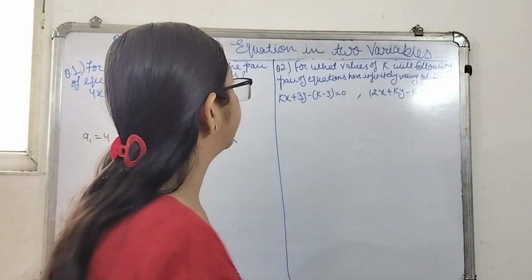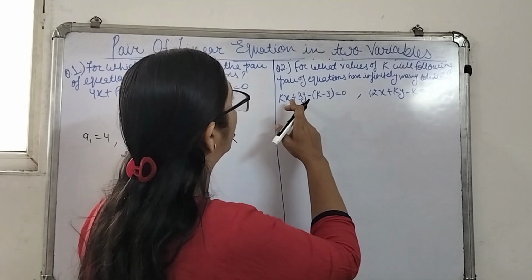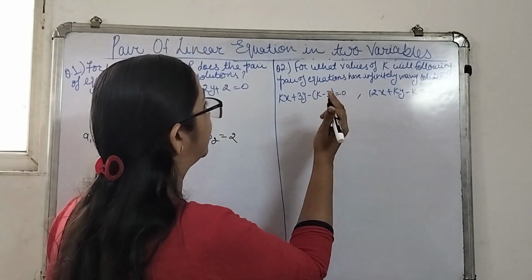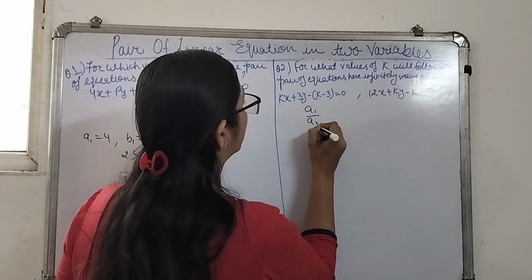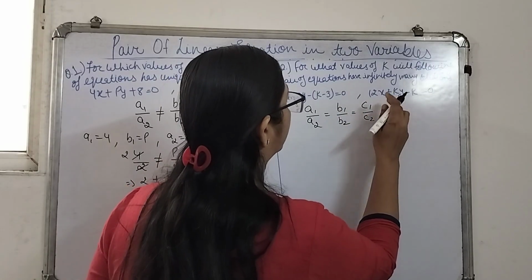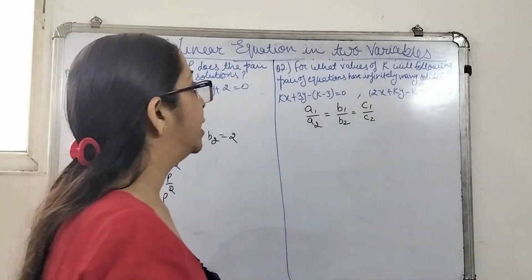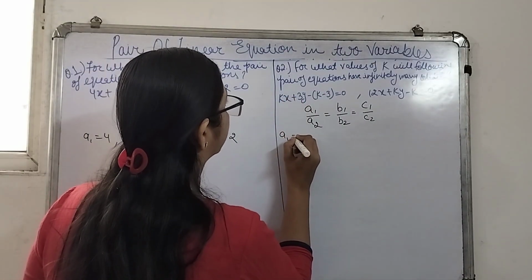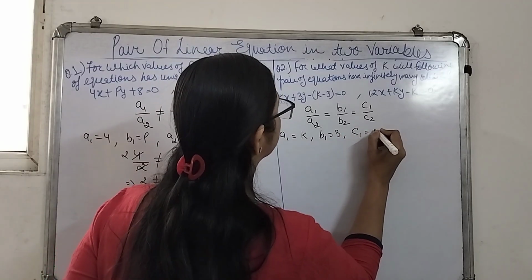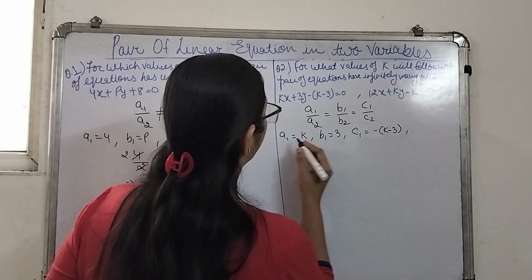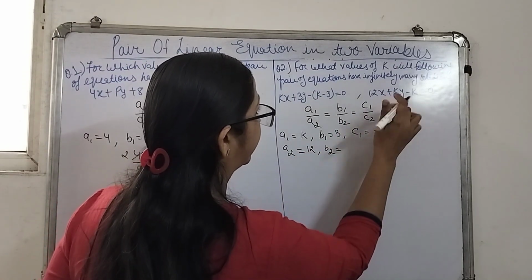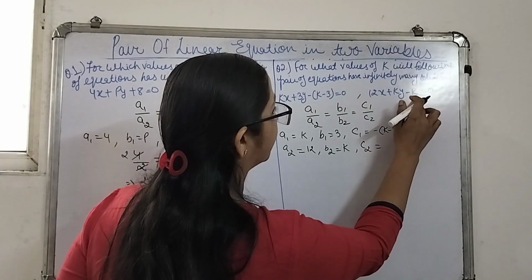Now the second question: for what value of k will the following pair of equations have infinitely many solutions? We have seen that for infinitely many solutions, the condition is a1 over a2 should be equivalent to b1 over b2, which should be equivalent to c1 over c2. Now compare: the value of a1 is k, b1 is 3, c1 is minus of k minus 3, a2 is 12, b2 is k, and c2 is minus k.